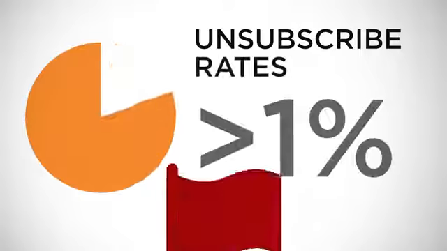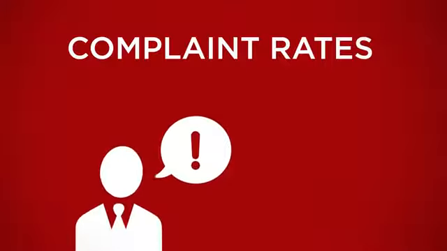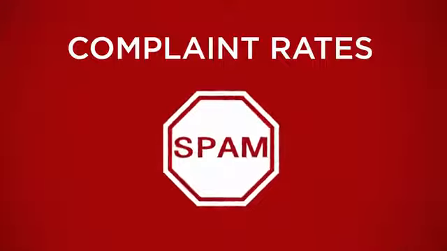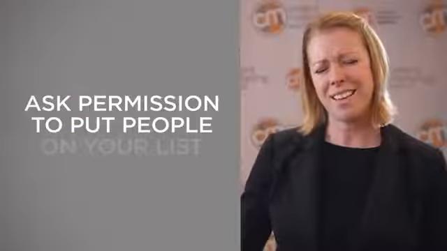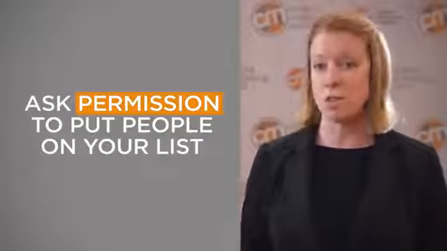and stuff like unsubscribe rates being over 1% is a big red flag. Complaint rates, somebody complaining this is spam, should be under 0.1%. And if somebody doesn't expect to get your email, that starts to skyrocket. So it starts with permission.